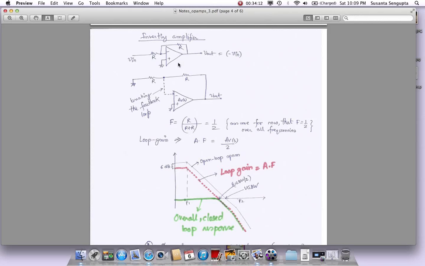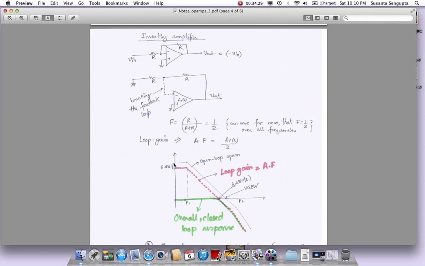It is not the open loop characteristic of the op-amp itself, no. It is the characteristics of the loop gain, where the poles and zeros are, and from there we derive what is the effective unity gain bandwidth and what is the phase margin. Okay, that's the criteria for stability, as I mentioned earlier.